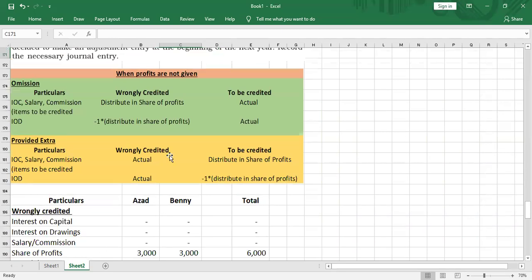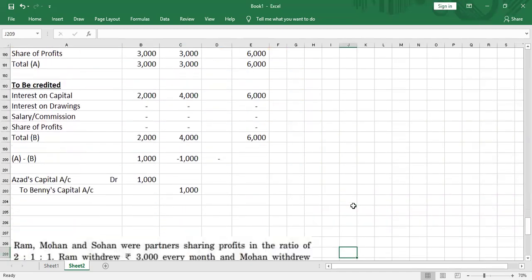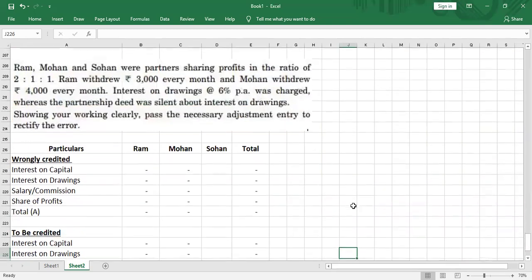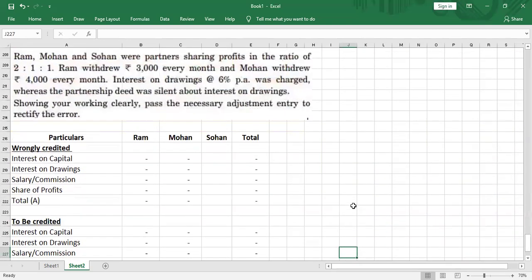If it is provided extra and wrongly credited, you give the actual interest on drawings and salary commission. And to be credited, you find out the total amount, and if it's interest on drawings, multiply with -1 and distribute it in share of profits. This is interest on drawings. Let's go ahead and do this. The first thing would be to find out the actual interest on drawings.